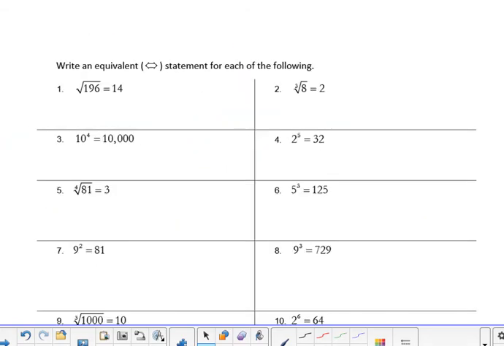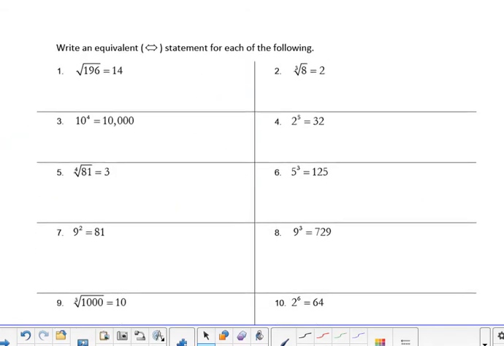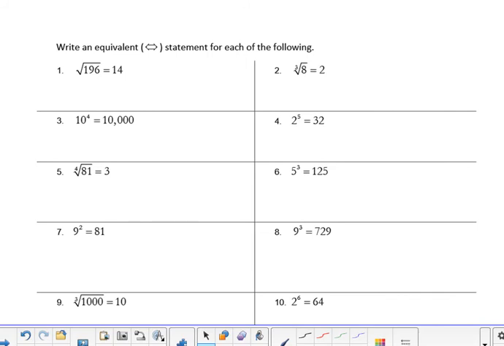Let's just look at the last page of this little handout here. All we're doing here is we're writing equivalent statements. We've already talked about this. All right, so what would be the equivalent of saying the square root of 196 is equal to 14? That's equivalent. You can write the sign in there. 14 to the power of 2 is equal to 196, isn't it?